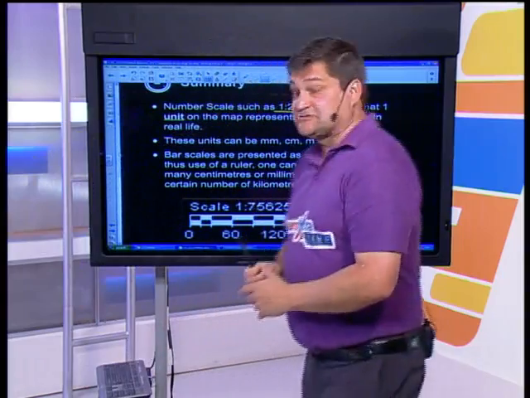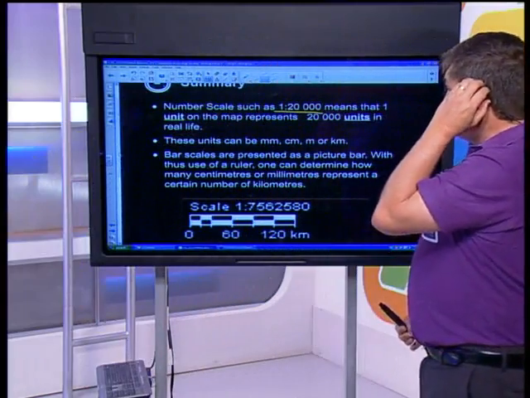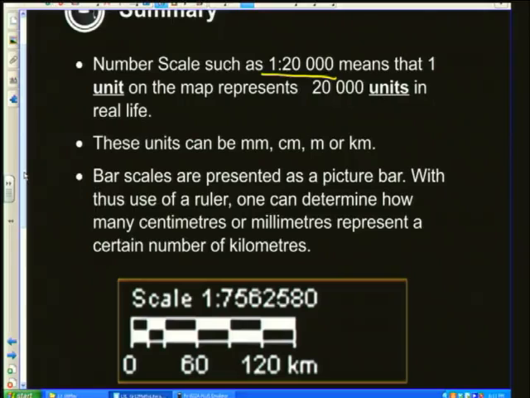Let's have a look at the next thing. The next thing says these units can be millimeters, centimeters, meters, or kilometers. We've discussed that. But in reality, we would never use kilometers on a map. That is a huge map, impractical, not to be used. And meters, we hardly ever use meters on a map as well.